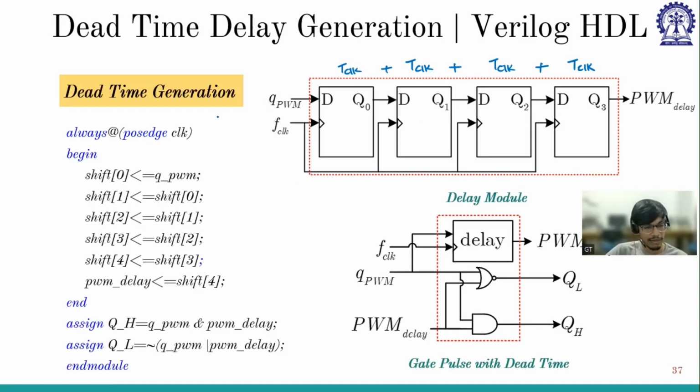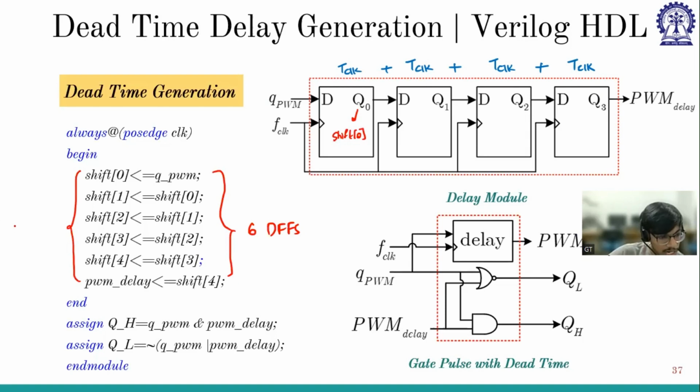So the dead time circuit is as shown. Here SAR is using 6 such D flip-flops. The input is QPWM, and output Q0 is shift 0. And if you see, these are all registers, and these are all non-blocking statements.